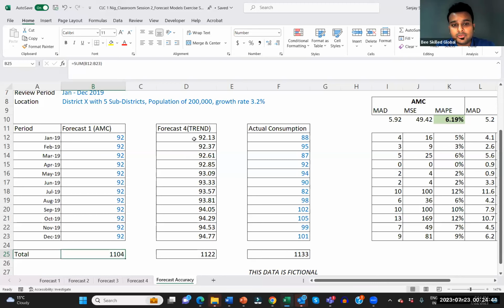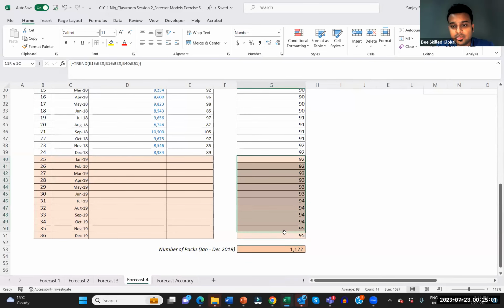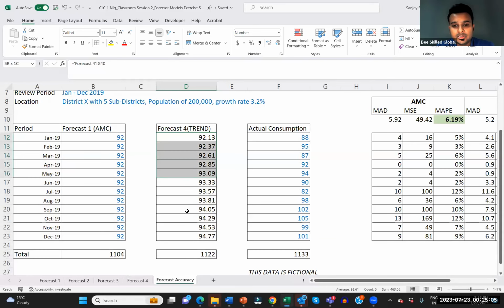Then we also calculated the forecast using trend analysis. Now we have plotted it here. This is the forecast from the trend analysis, which eventually came to 1122. We already had these numbers month-wise from forecast four, so we copied them and pasted them here just to give you two different forecasts.